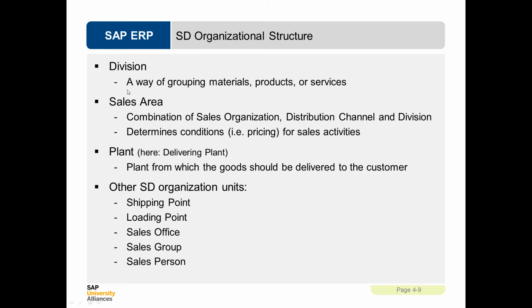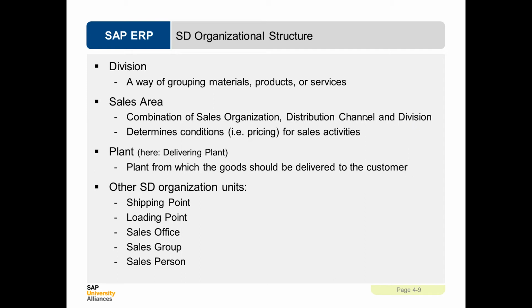And then, of course, that leads to the creation of what's called a sales area. So a sales area is basically just a combination of the sales organization, for example, Global Bike West, distribution channel, for example, internet, and division, for example, trade goods like helmets and pumps and things of that nature.